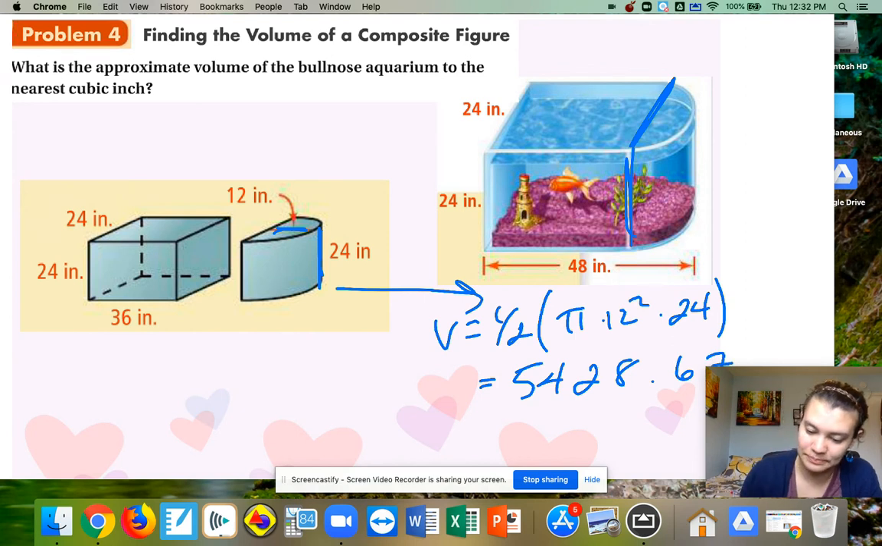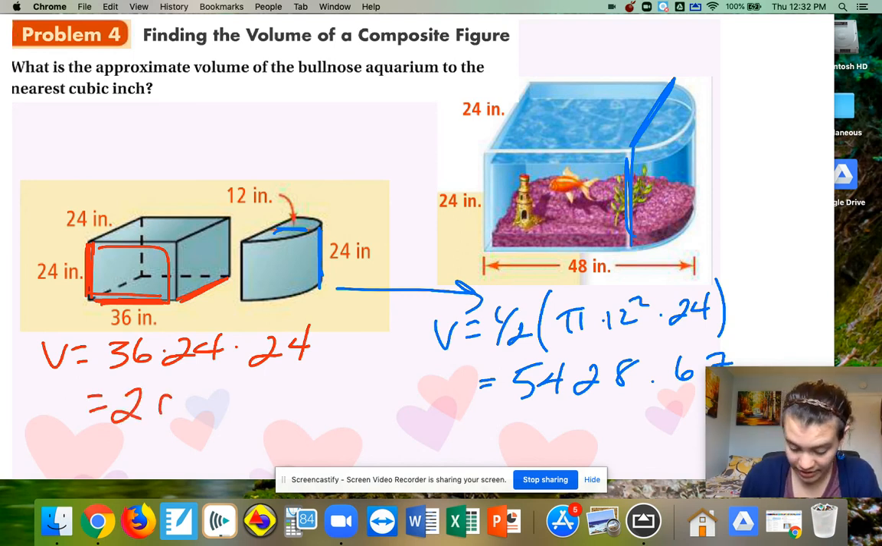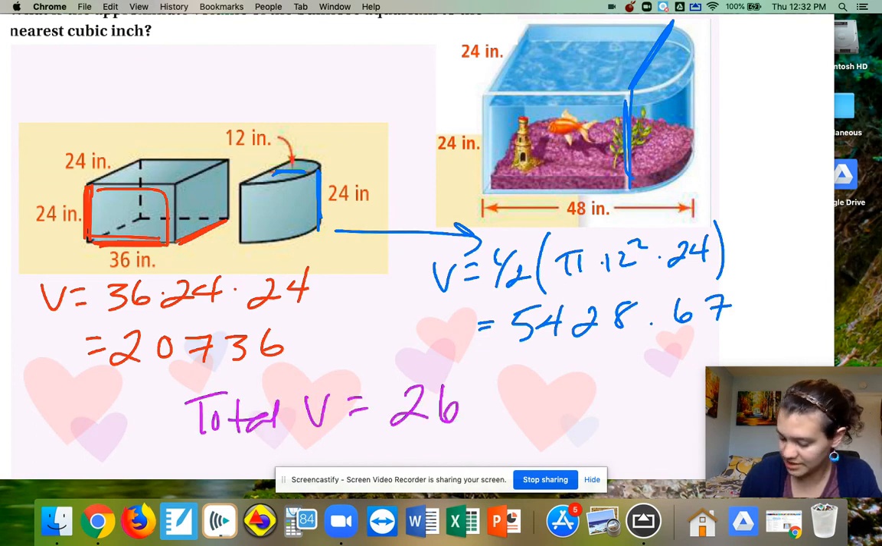5,428.67 for that one. And then if we do the volume of our prism, our base is 36 times 24. And then the height here is 24 again. So your volume is 20,736. So then the total volume, you can add those together, and you should get 26,164.67 inches cubed.